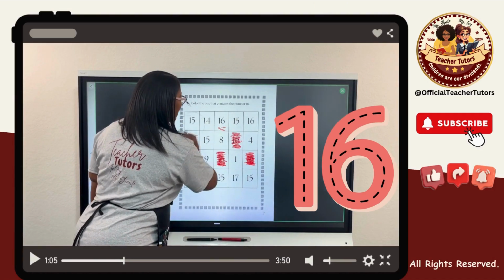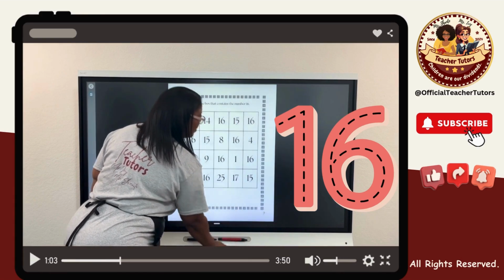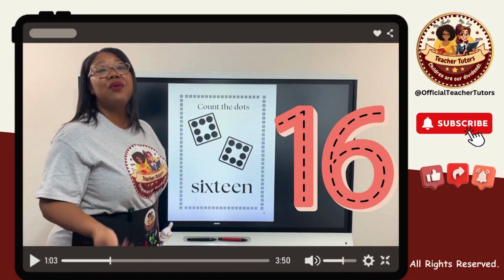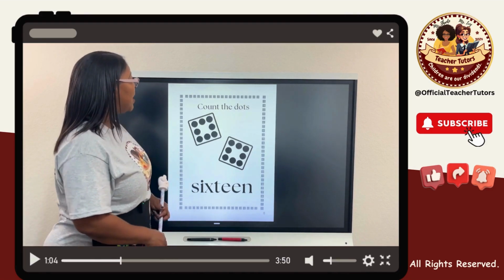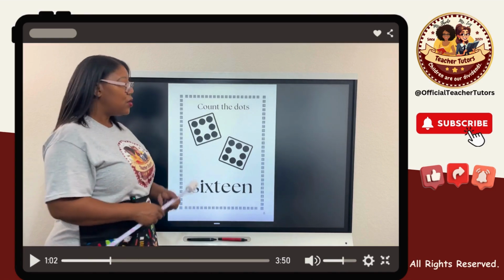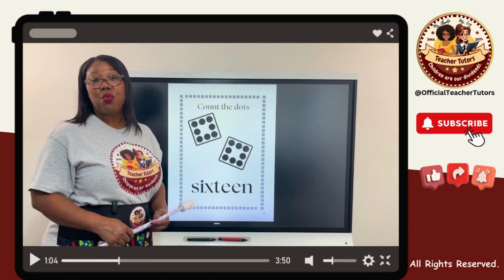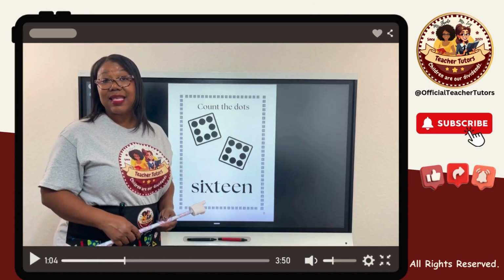You know I gotta erase my board, so that's what I'm going to do first. Ooh, now is our time to continue to count together. So we are going to count the dots to number 16. Remember, that is the word sixteen. All right, let's count these dots together.